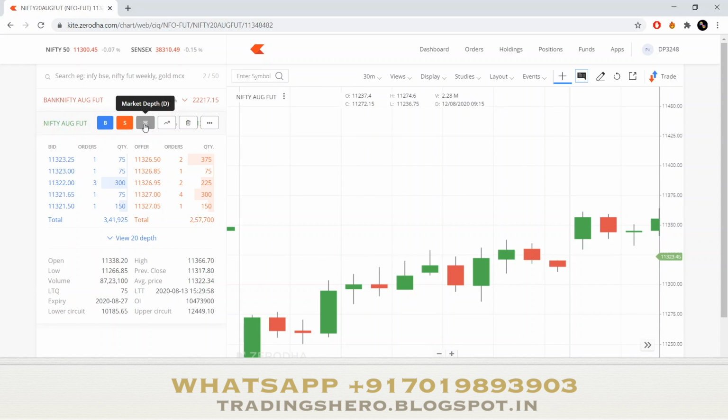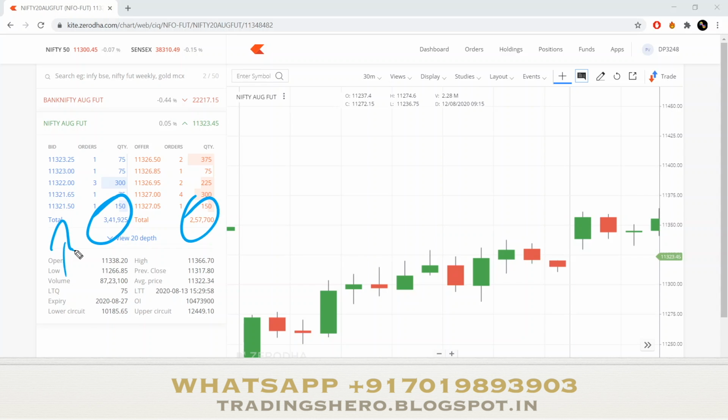The same thing: if the buyers are more than the sellers, then go for a buying trade. Or if the sellers are more than the buyers, then go for a short selling trade. That's how you can consider the trade.